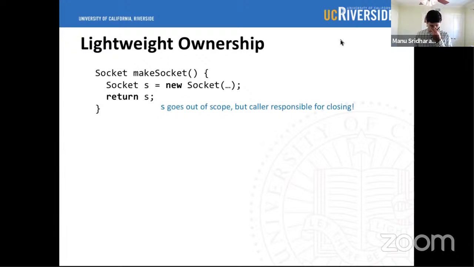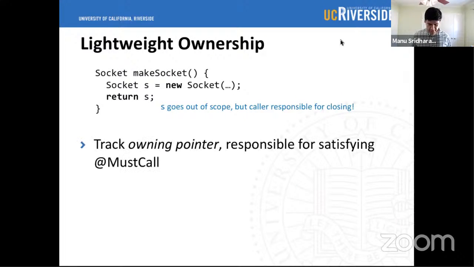And at the end of this method, S goes out of scope, but we don't want to report an error here because it's really the caller that's responsible for closing this socket. So you can think of this as a transfer of ownership from this S variable to the caller and wherever it stores the return value.